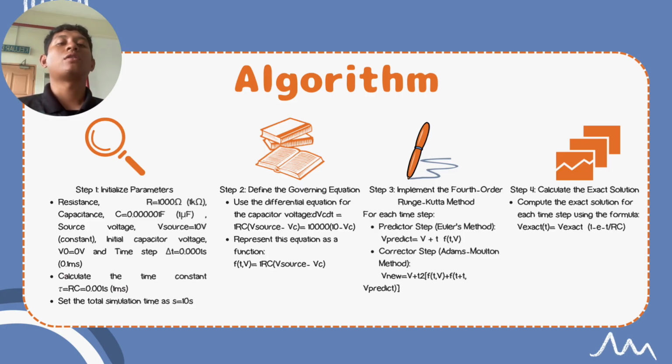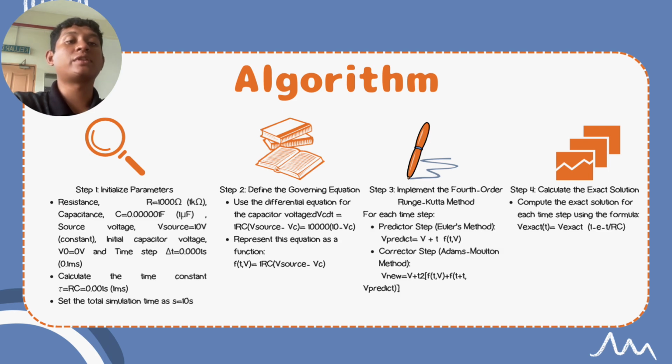Thank you, Aiman. For the algorithm, first we initialize the parameters. These parameters include R equal to 100 ohms. The capacitor is 0.00001 farads. The voltage source is 10 V and the initial capacitor voltage is 0 V. The time step we use is delta t equal to 0.001 seconds. Then we calculate the time constant, tau equals RC, which is 0.001 seconds. Then we set the simulation time to 10 seconds.